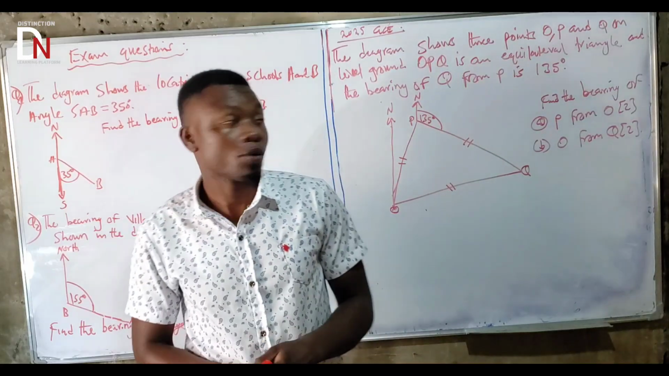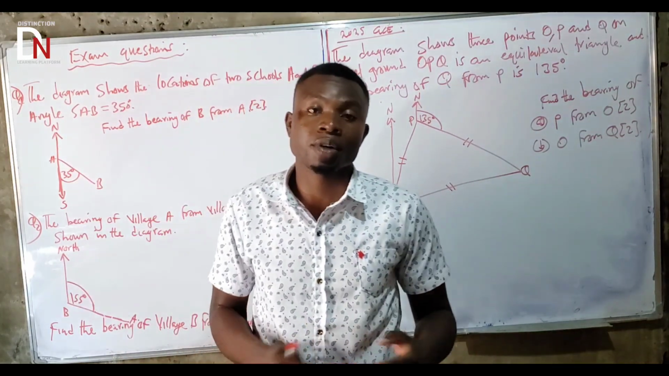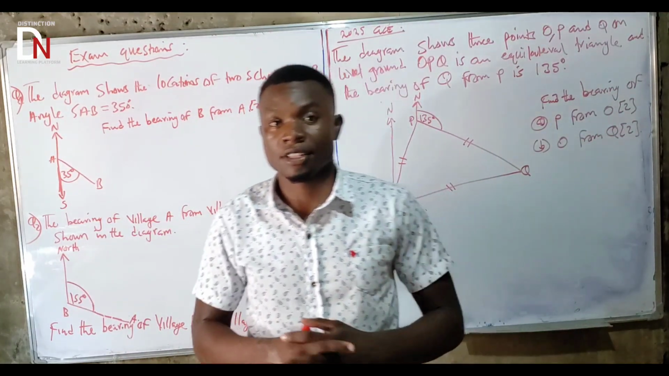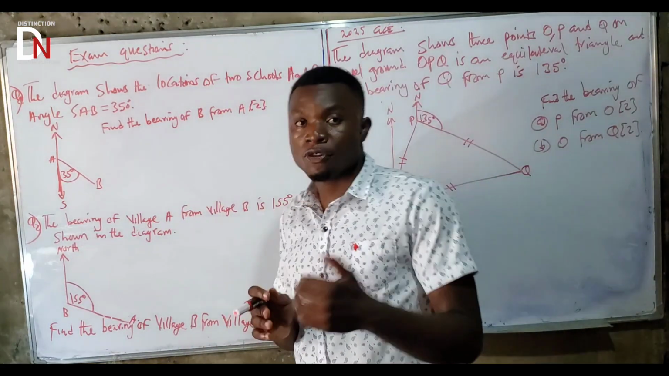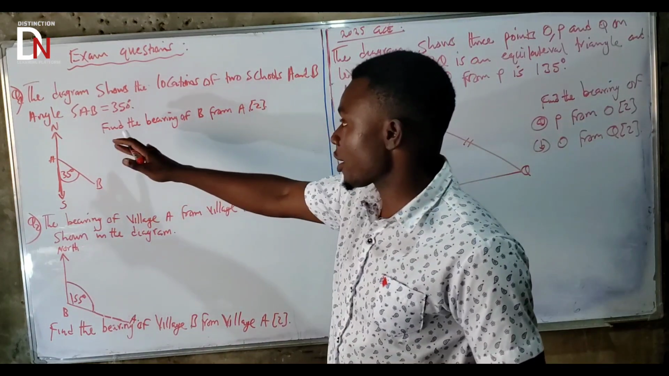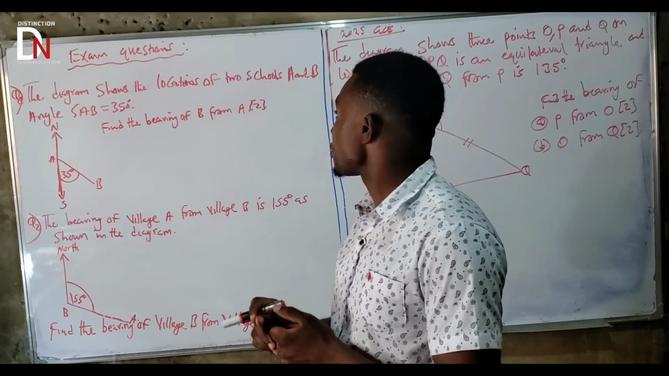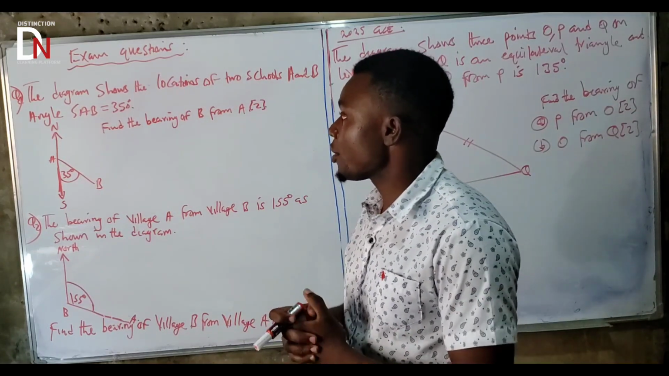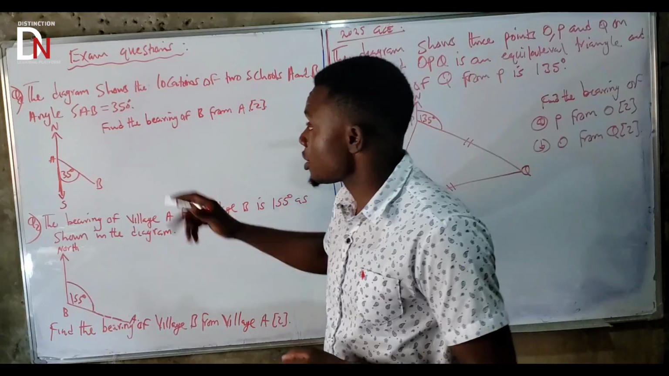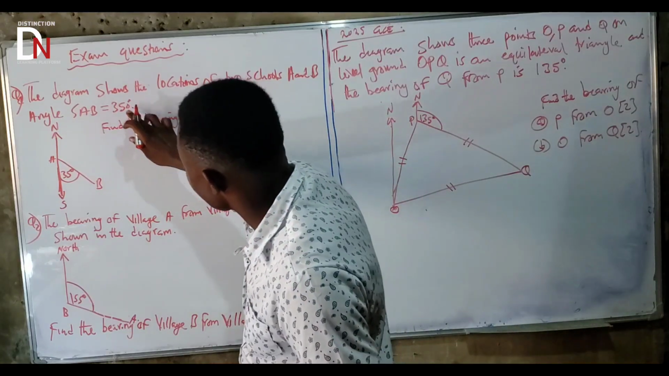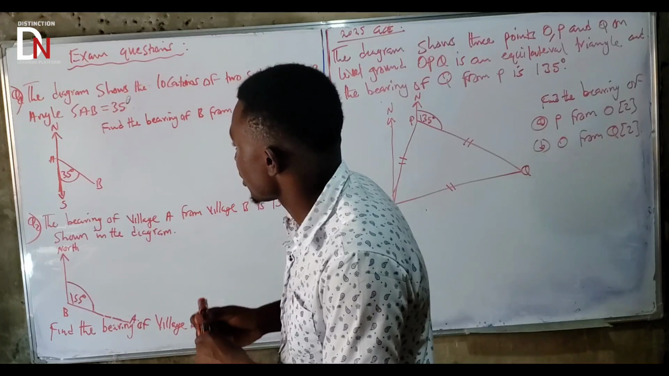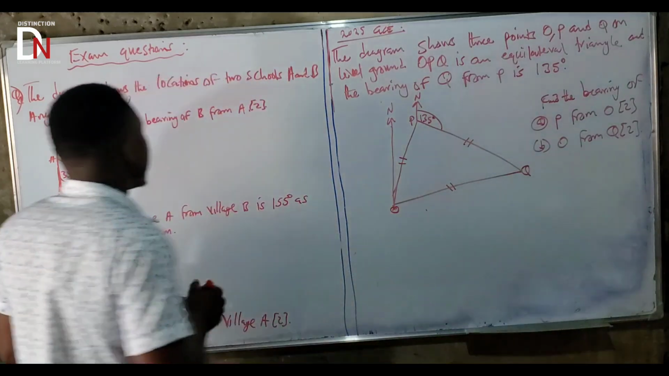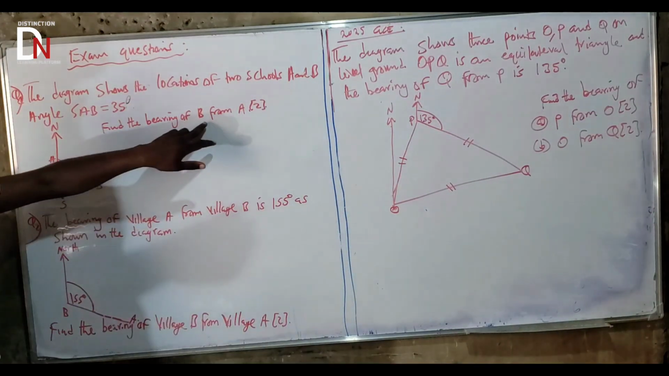In today's lesson, we are going to solve some examination questions on bearings. Okay, so let's go. We have the first question saying the diagram shows the locations of two squares, A and B. Angle SAB is equal to 35 degrees. So this is 35 degrees. And the question is saying find the bearing of B from A.